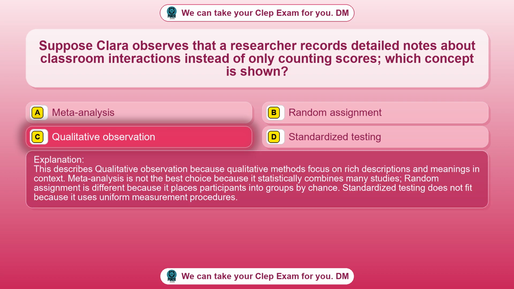This describes qualitative observation because qualitative methods focus on rich descriptions and meanings in context. Meta-analysis is not the best choice because it statistically combines many studies. Random assignment is different because it places participants into groups by chance. Standardized testing does not fit because it uses uniform measurement procedures.